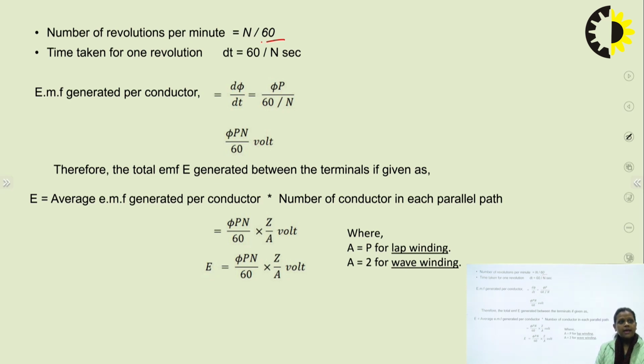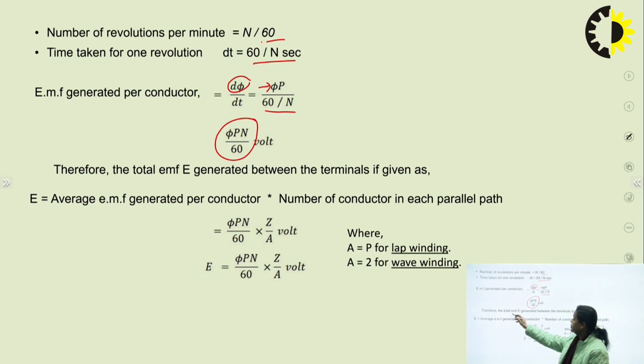So what will be the time taken for one revolution? That will be 60 by N seconds. Here we can write d phi as phi P and dt as 60 by N. So this becomes phi P N upon 60, and this is the EMF generated per conductor. So what will be the total EMF generated by the armature?